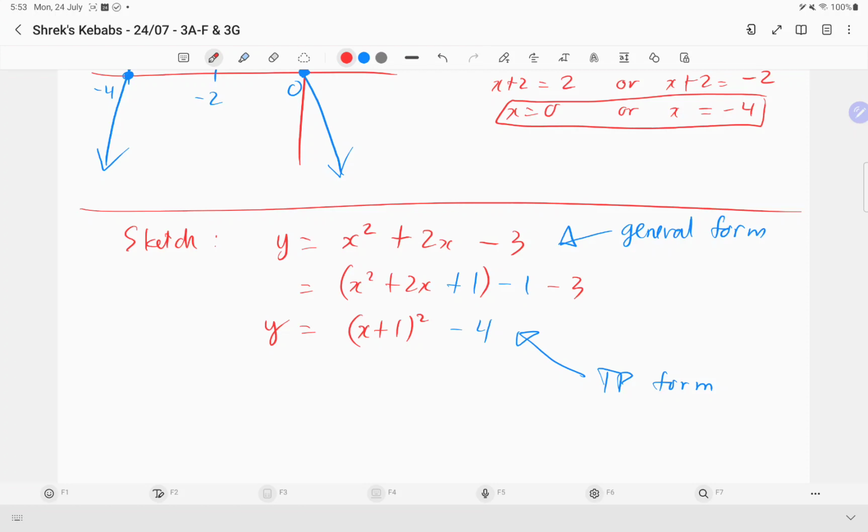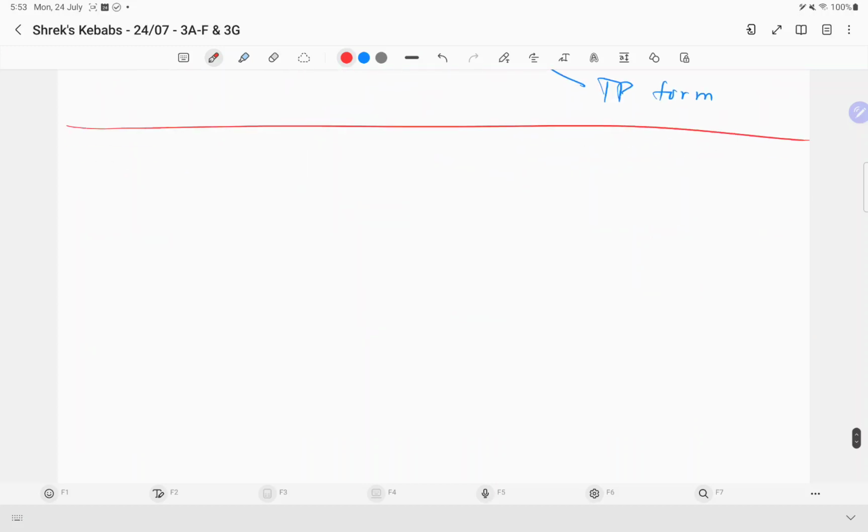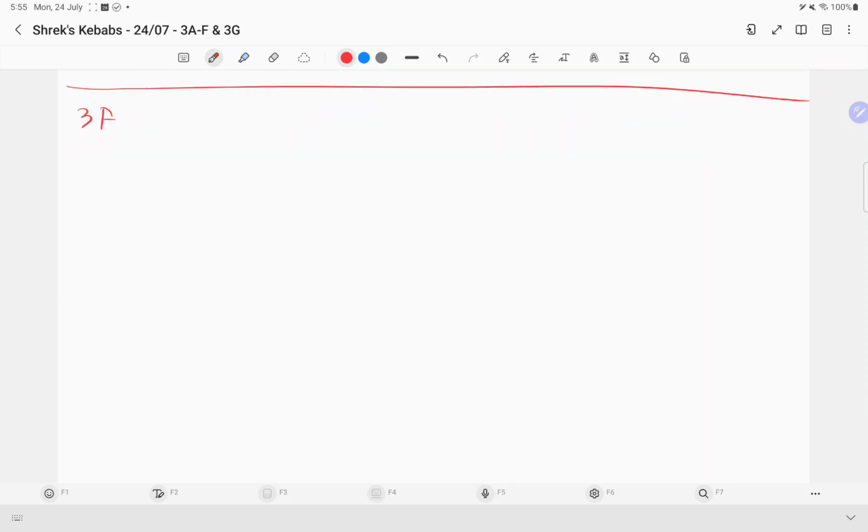But I'll go through 3G in the second half after you have done some practice on 3F. We did 3A to 3F, and H and I today. I'm literally up to H and I. Alright, so chapter 3F is about graphing.